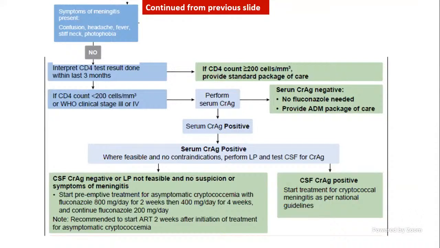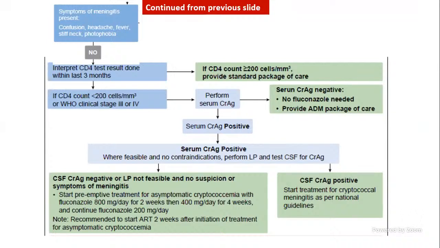If the CRAG is negative, then nothing is needed. You will provide the usual advanced disease management package of care, but no fluconazole is needed. However, if serum CRAG is positive, if possible, perform a lumbar puncture. And if the CSF CRAG is also positive, you will treat for cryptococcal meningitis.